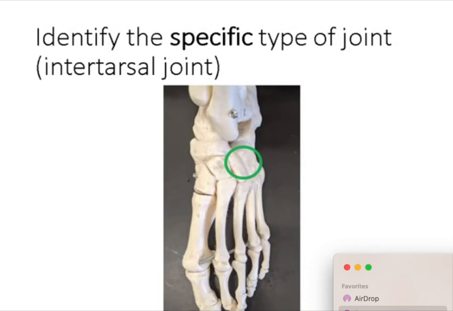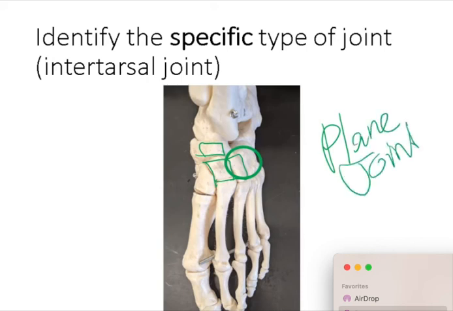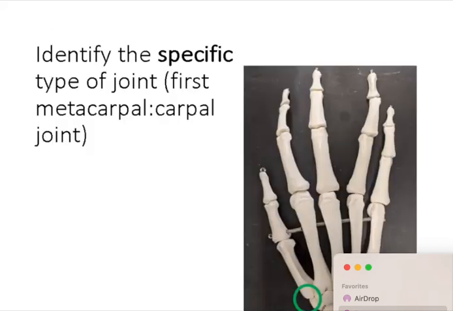Okay, identify the specific type of joint. Okay, so this is an intertarsal joint, so a joint between the tarsal bones. Okay, the tarsal bones are relatively square bones, and the joint between them has these flat surfaces or flat planes that glide along each other. So this is a plane joint. Okay, so if I showed you the carpal bones, that's the same thing. Those are plane joints.